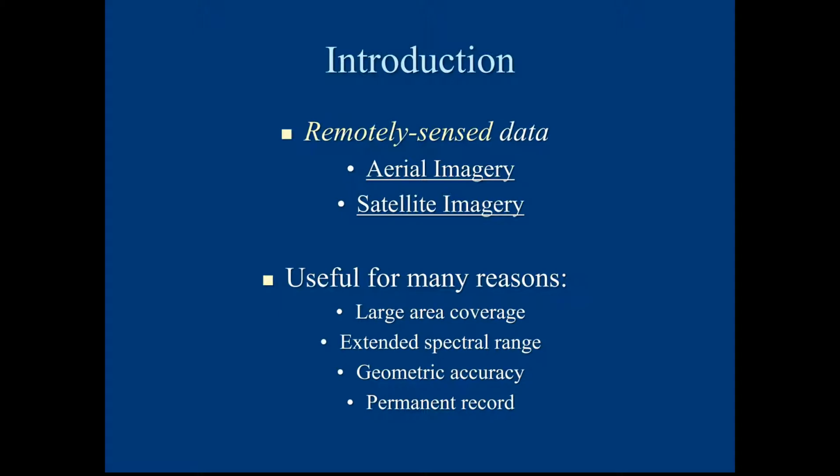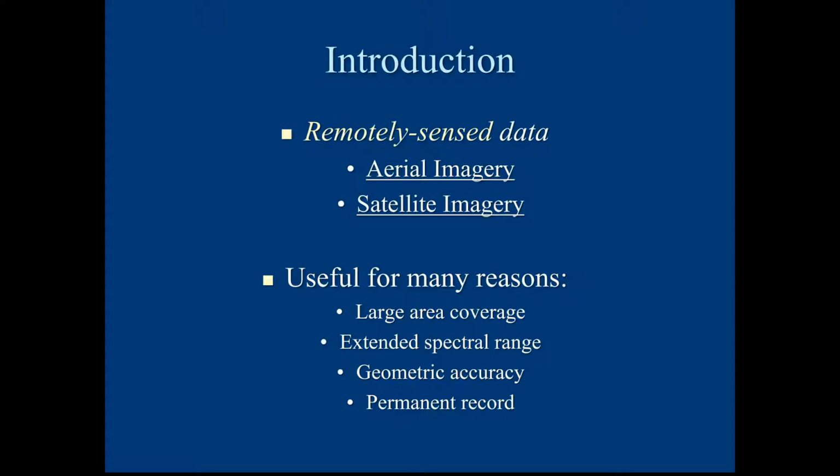So let's first define the idea of remotely sensed data. Broadly speaking, within the context of GIS, there are two common types of remotely sensed data: aerial imagery and satellite imagery. Aerial and satellite imagery are both remotely sensed data because it records reflected energy from a distance.